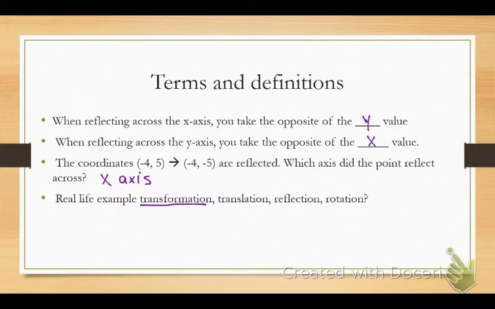Very good. A caterpillar to a butterfly would be the most common one. A translation, anything that slides, like moving your furniture in your bedroom. A reflection could be just a mirror, all right, your image. And then a rotation could be a wheel, a Ferris wheel, something that rotates around an axle.